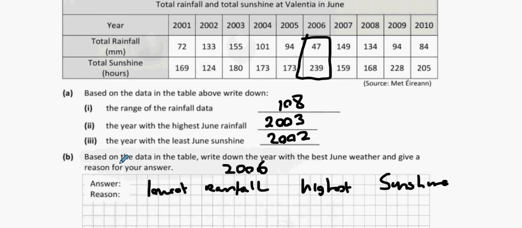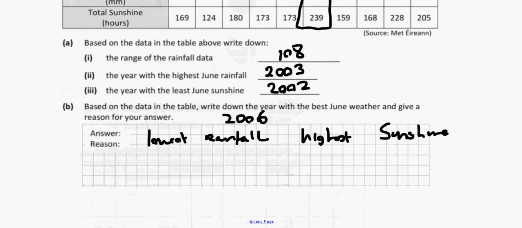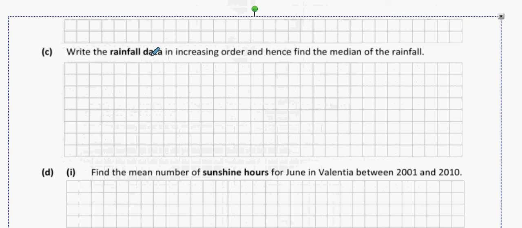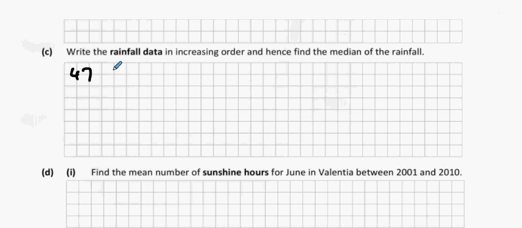Happy days, right? Now, part C is a medium level usually. Write the rainfall data in increasing order and hence find the median of the rainfall. Now, do exactly what he says here. So, what's it in order? Just call it out for me. 47, 72, 100, 101.